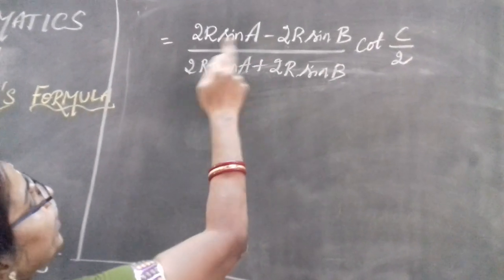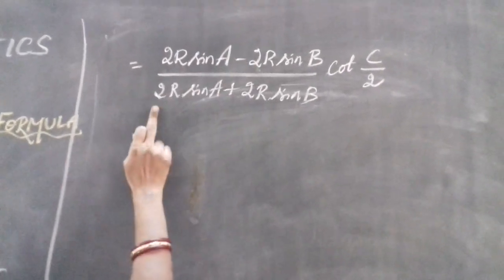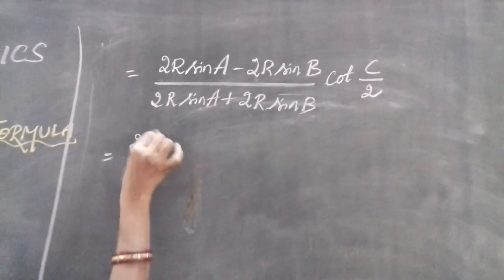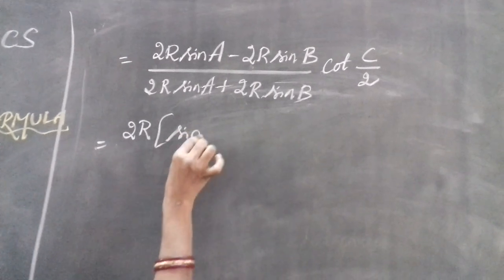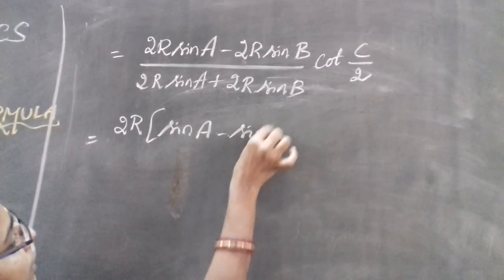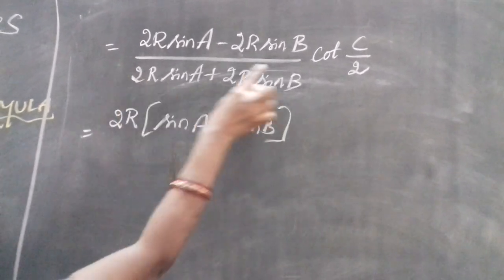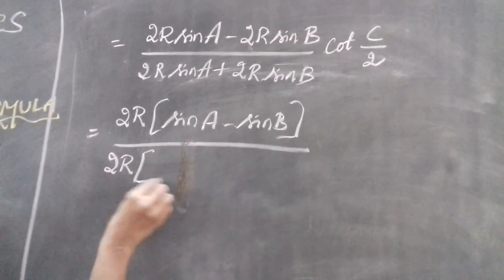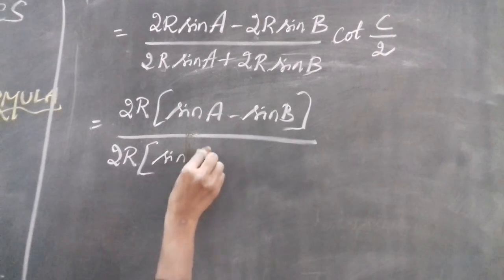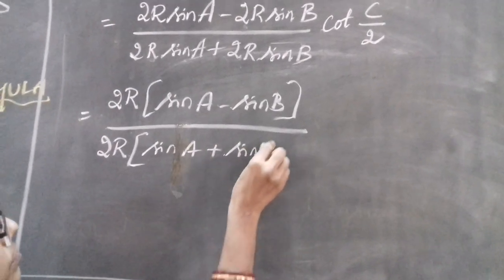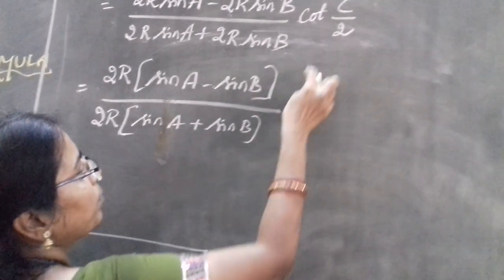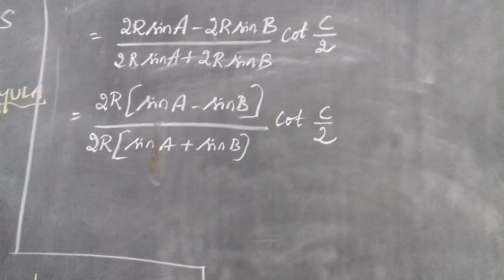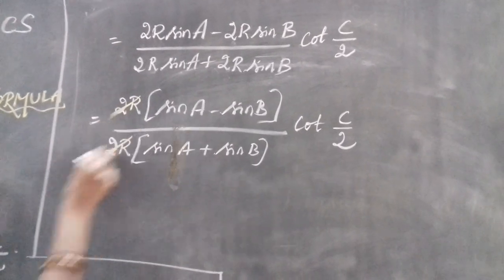Now in both the terms you can see that 2r is common, and in the denominator also 2r is common. So bring it outside: 2r into (sine A minus sine B) divided by 2r into (sine A plus sine B), and here you have cot C by 2. Write as it is, cot C by 2. Now you can cancel 2r and 2r.